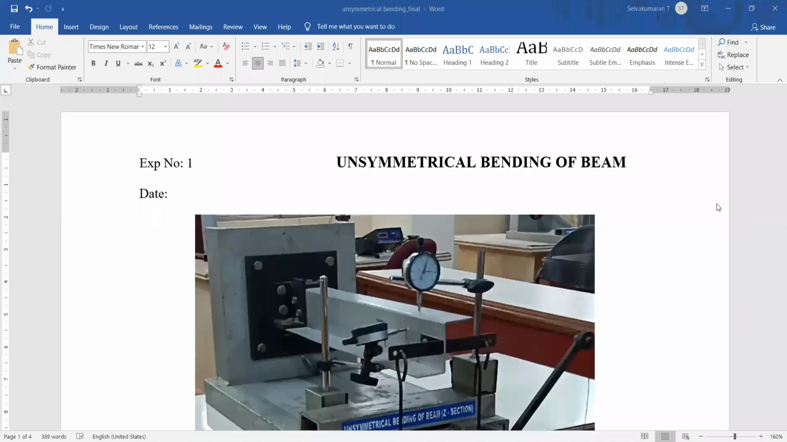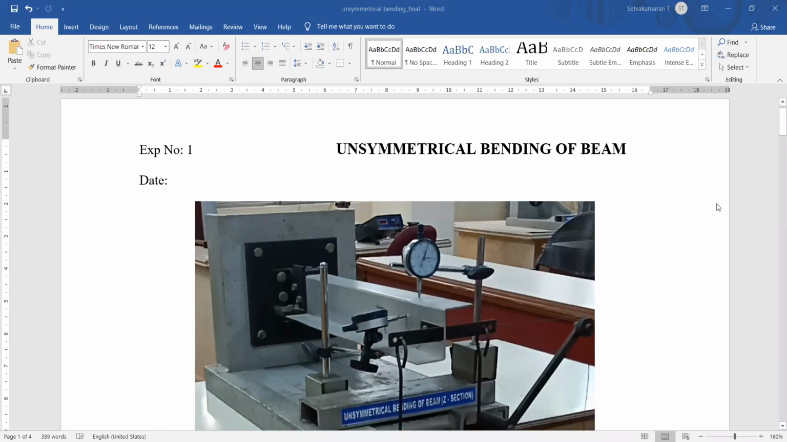The title of the experiment is Unsymmetrical Bending of Beams. The aim is to determine the position of the principal axis of the given Z section. You can see the picture.